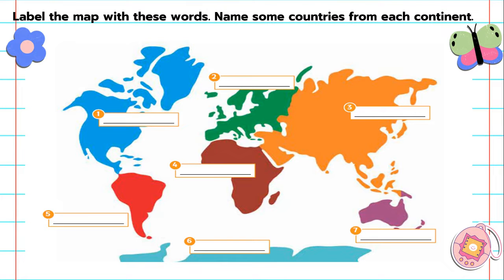Well, I would love to share the answer with you. The blue one is what we call North America. The green color is part of Europe. The third one is of course Asia, including our country Malaysia, followed by Africa. Number 5 is South America. Number 6 is Antarctica. And the last one is what we call Australia.